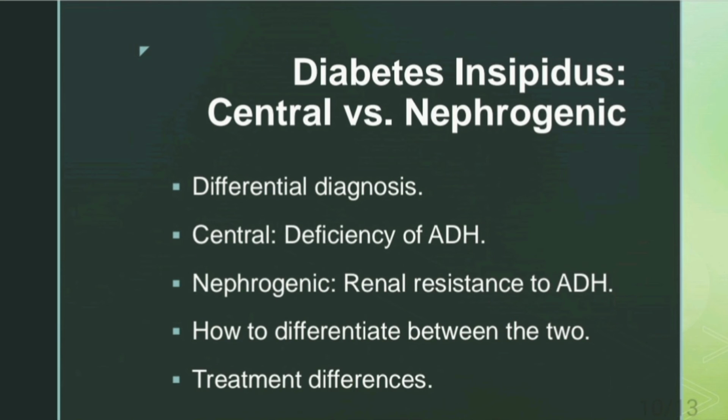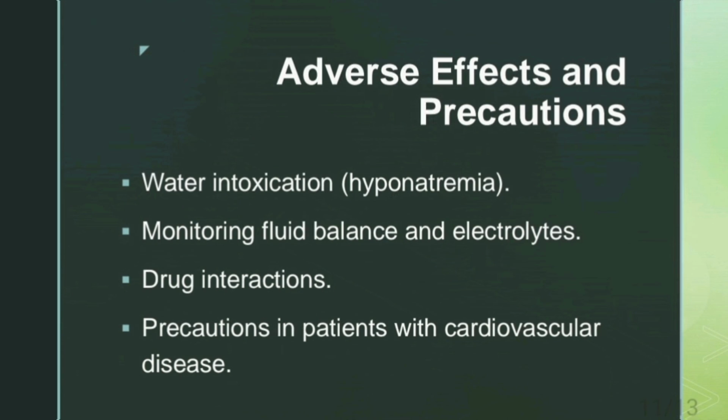Diabetes insipidus, central versus nephrogenic. They both require differential diagnosis. In central, there is a deficiency of ADH, that is antidiuretic hormone, and in case of nephrogenic, there is renal resistance to the ADH. They both have differences in treatment also.